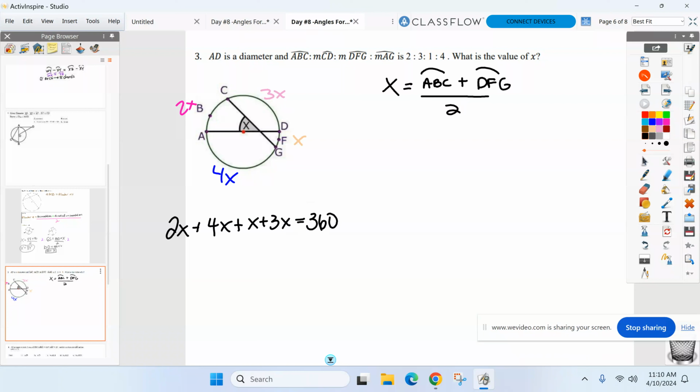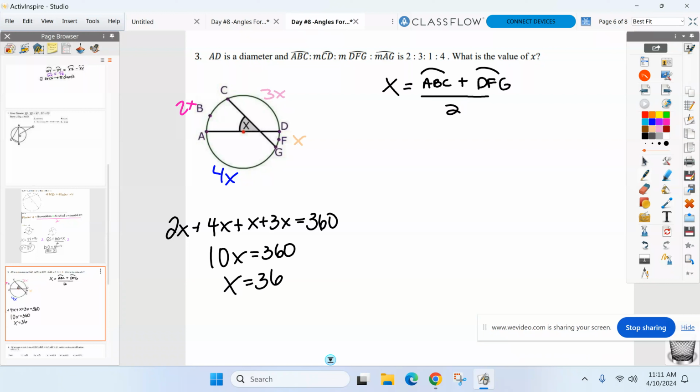So we solve for x. X equals 36. Now, I only need to substitute it in for the 2 arcs we're looking for. If you want to feel warm and happy inside and want to plug it into all 4, fine, go ahead. We don't need all 4, but if you feel like you need to.